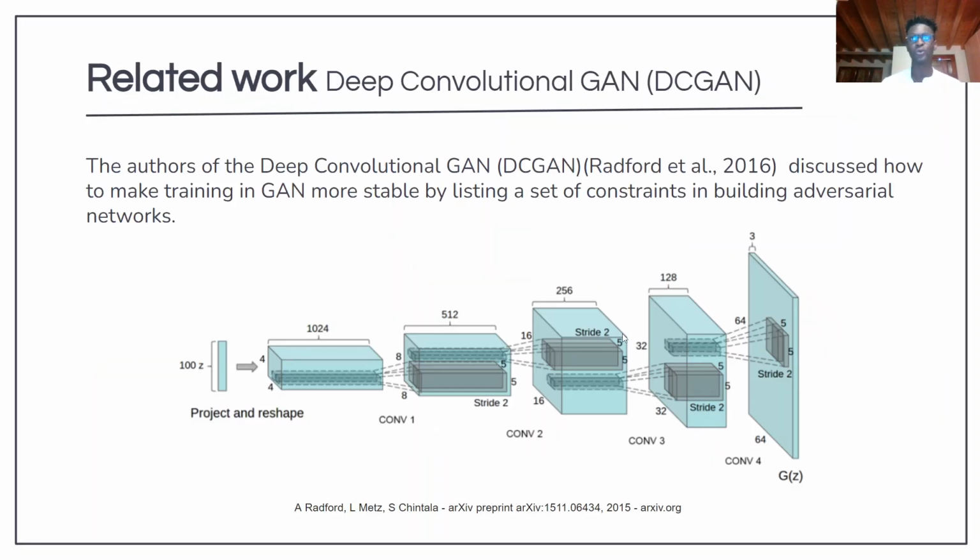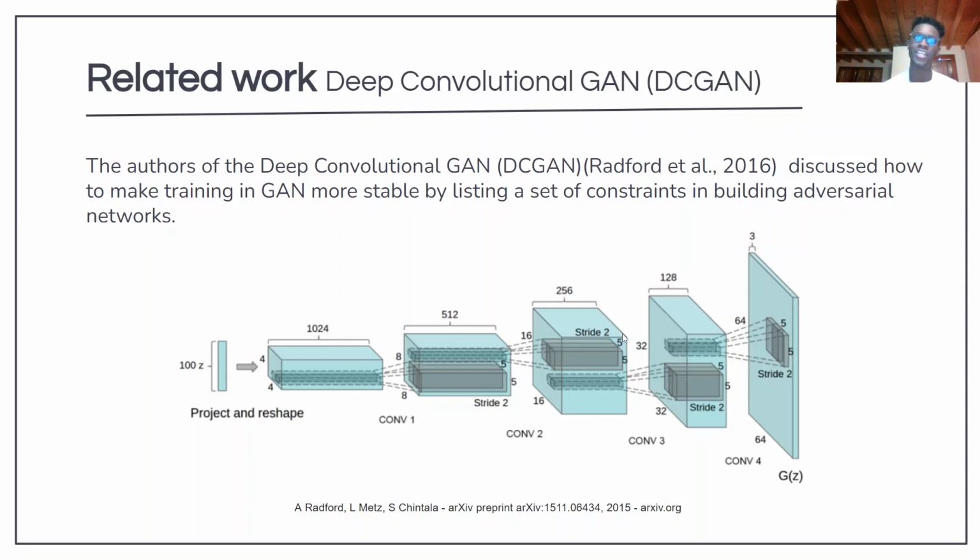In particular, we have implemented a deep convolutional GAN, because one of the main issues with GANs is the training, which is usually unstable and hard to train. The authors of Deep Convolutional GAN, DCGAN as we'll call it today, discussed how to make the training in GAN more stable by listing a set of constraints in building adversarial networks. And they also proposed this new generative model.